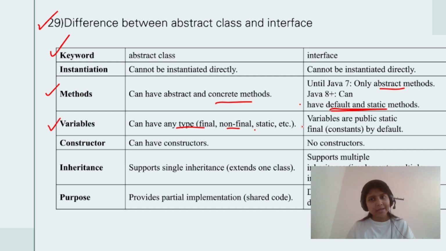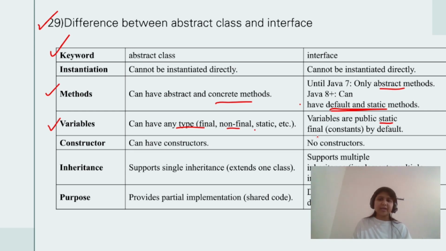But if you can remember, in the case of interface variables, they are public, static, final by default, meaning constants. Final means we cannot change it, and static means you can access it at the class level. You need not create any object to access that particular variable. And that will be constant, meaning you cannot change the value.